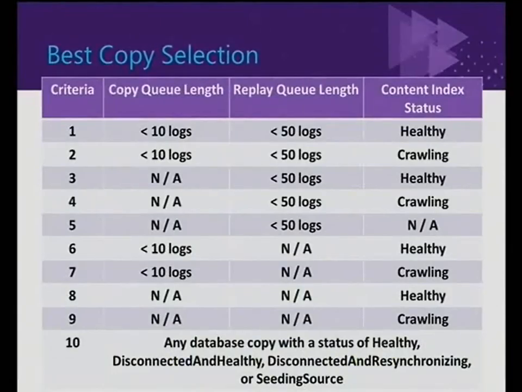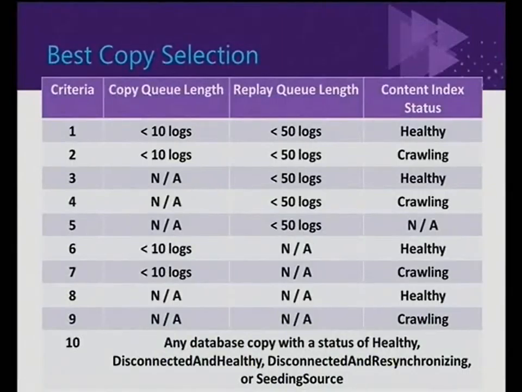If we can't find a database in that sorted list that meets that first criteria, we'll see if any of them meet the second criteria, which is pretty much the same, except we'll accept a content index that's still indexing. It's crawling. It's not up to date, but the database is still good, so we'll go for that. If we can't find something that meets the second criteria, we'll see if any meet the third, the fourth, the fifth, the sixth. Eventually, we get down to see if any meet the 10th criteria, which is, do we have any database that's in a mountable state?